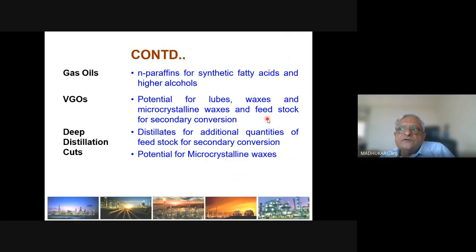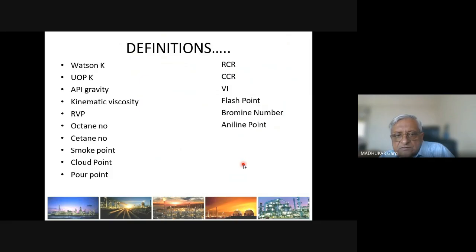So we have two units operating in Assam, one in Digboi refinery and the other at Numaligarh, which make paraffin wax from crude oil. And this is one technology which I developed and commercialized there in Numaligarh. And then, of course, when you deep distill, going beyond 610, 620, you can get additional quantities for secondary conversion or microcrystalline wax. So that's about it.